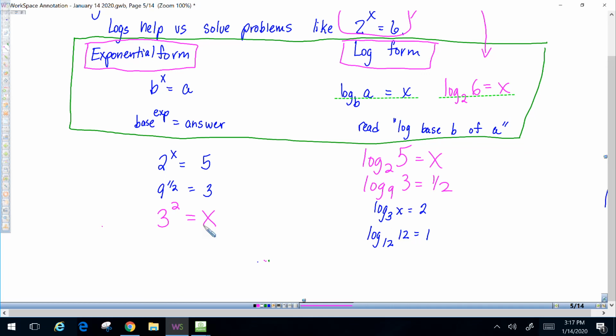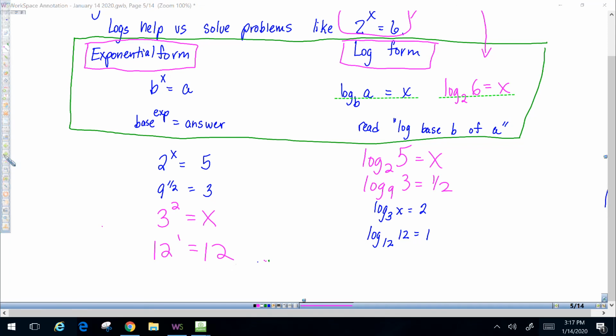Log base 12 of 12 equals 1. What is the base? 12. What is the exponent? 1. Equals, what is the answer part? 12. Okay? Is that a true statement? Is 12 to the first 12? Yes. All right. Questions about switching forms?